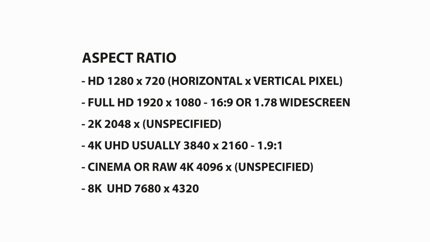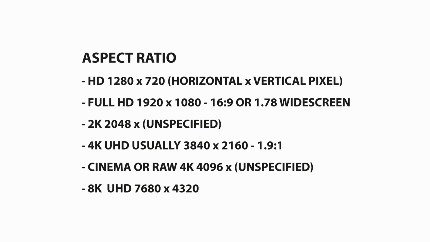When working with mixed resolution, it's always recommended to convert footage beforehand. For HD, it's 1280 by 720, that is horizontal by vertical pixel. Full HD is 1920 by 1080 with an aspect ratio of 1.78, which is widescreen, and it usually gets described as 16 by 9.